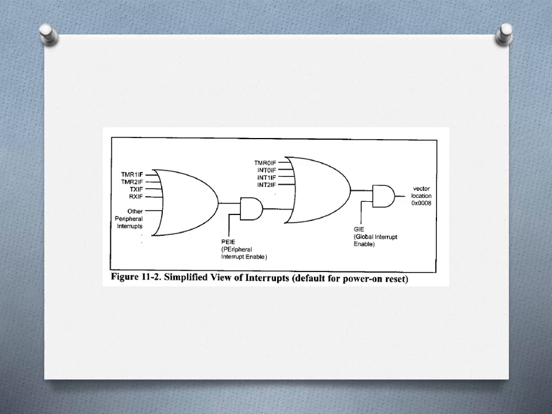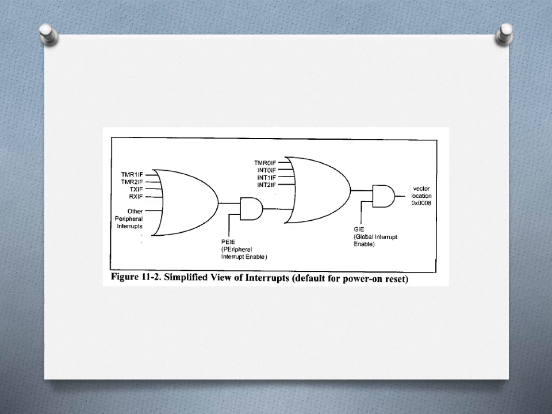You can see here some interrupts like the timer 1 interrupt, timer 2 interrupt, transmission and reception, all connected to an OR gate. When the peripheral interrupt enable bit is set, these interrupts will be considered. So when both inputs are 1, it will go into another OR gate. And again, to the other input of that OR gate, you have the timer 0 interrupt flag and the external interrupts 0, 1 and 2.